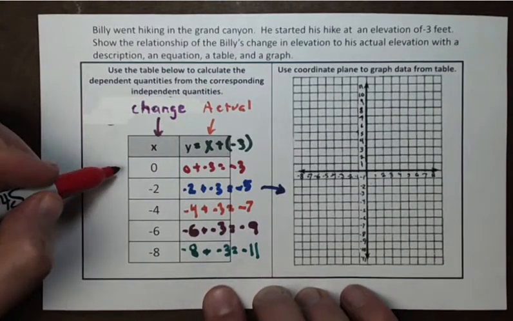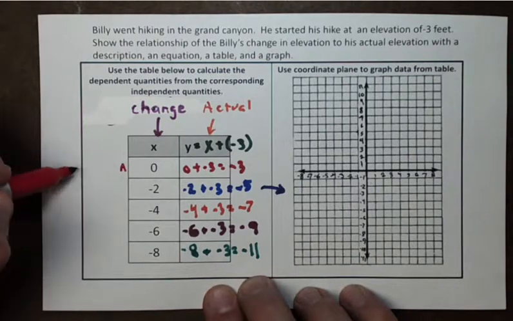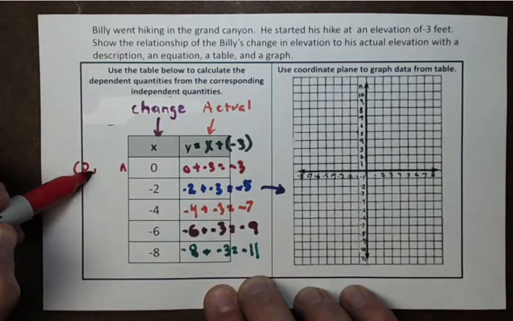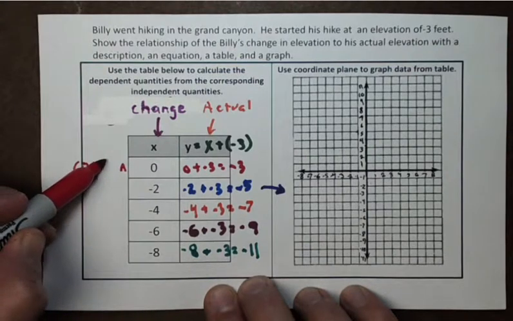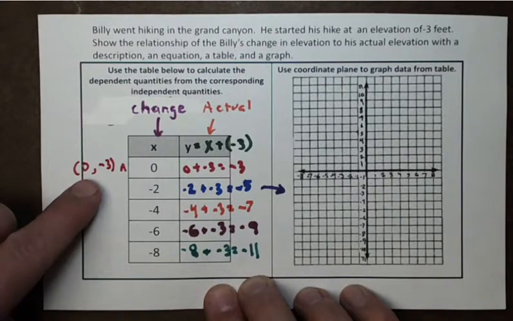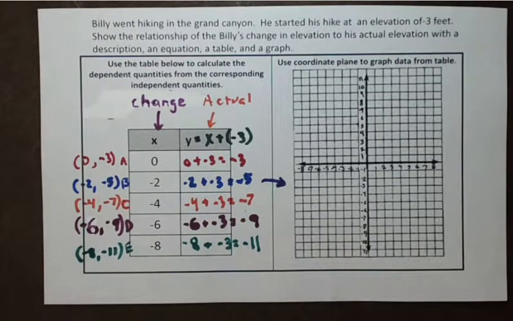So let's go ahead and label our points. Let's say this is point A, and let's write the coordinates on here. So my x is 0, and my y is negative 3. Okay, and let's go ahead and write your coordinates right here. Pause the video and see if they match mine. Okay, so these are our coordinate pairs.